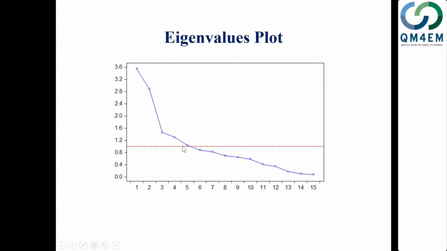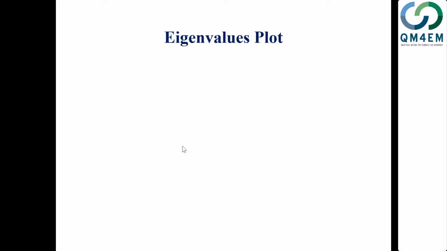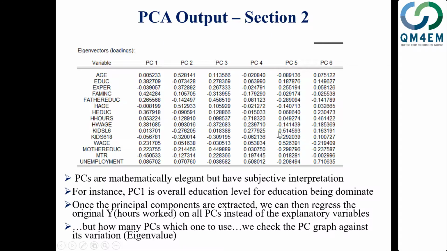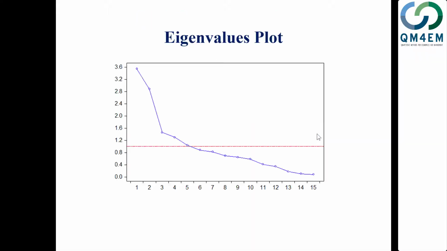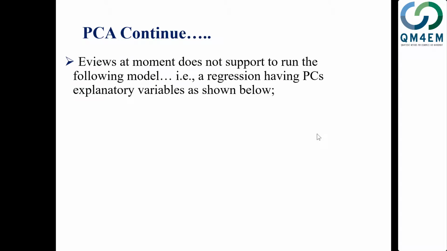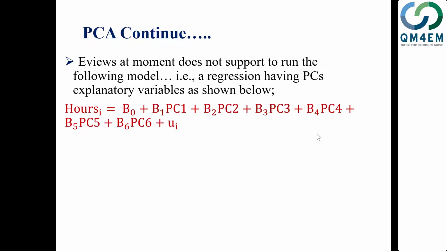So going back, we have 15 new variables which we can use in our model. How many do we use? We think of 5 or 6. Let's go for 6. The next step is how we are going to run this model. We have to run the model with hours as a function of PC1, PC2, PC3 till PC6.